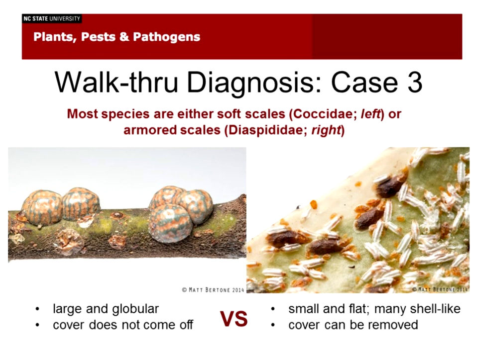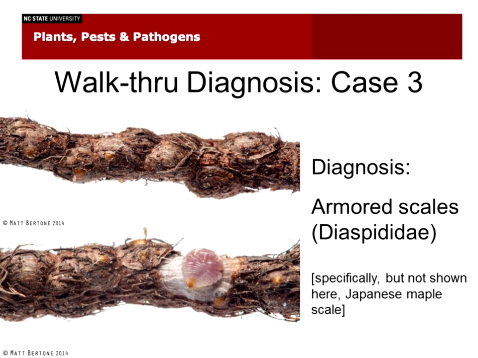So the two main differences you're looking for here are: is it large and globular, and if you pull the top off, does the entire insect come off? Or are they small and flat, shell-like, and you can basically pull the cover off and you'll have an insect under there? Based on what we would observe, hopefully in the field, there are so many on the tree that you can basically pick apart these tiny insects and see that, in fact, the top does come off.